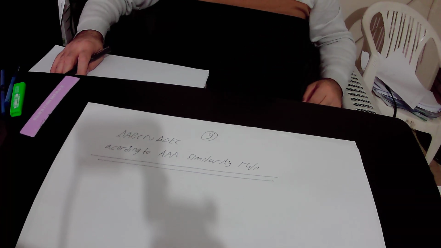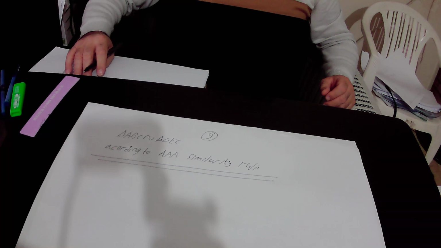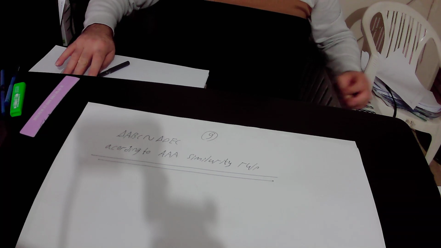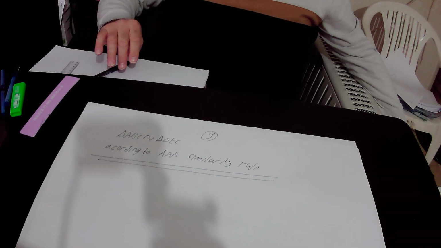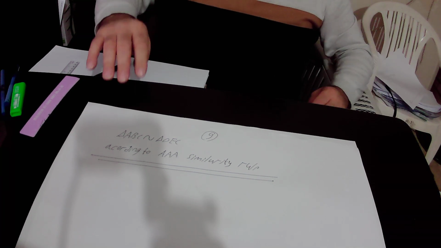So what is the angle similarity rule? The angle similarity rule is that if you prove that all three angles of one triangle are congruent to all three angles of another triangle, then you actually proved that those two triangles are similar to each other according to the angle similarity rule. Okay?